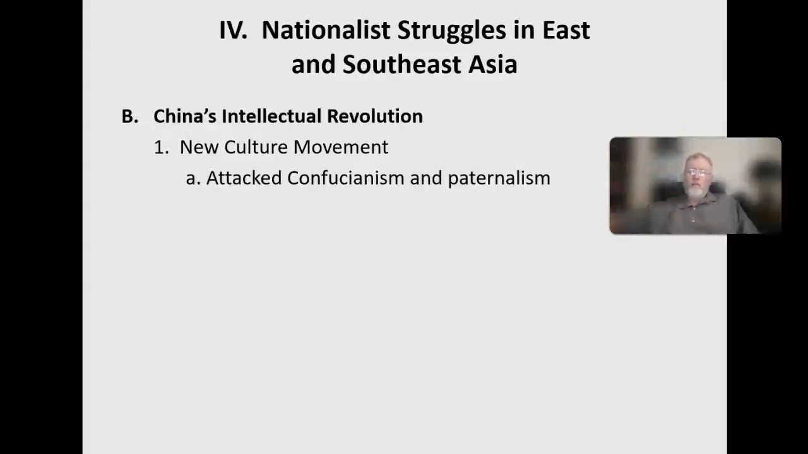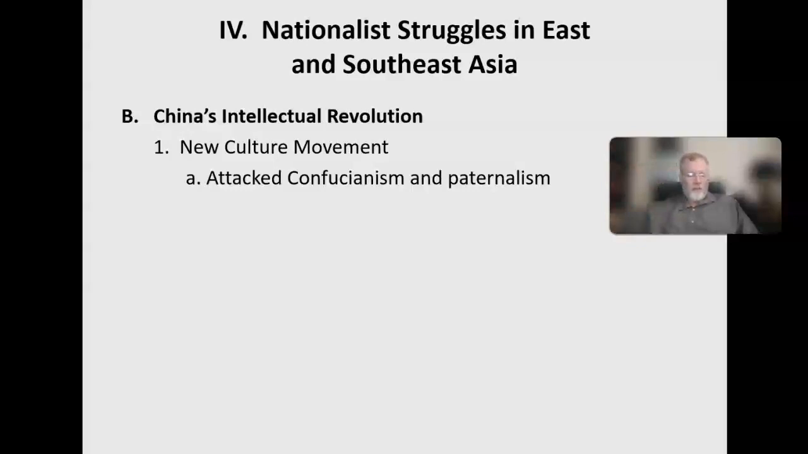Paternalism is respect for the father, respect for the family line, which also, by extension, meant you needed to respect the government, respect the emperor. It's not an emperor anymore, but you needed to respect authority in general. This idea of paternalism and respecting authority.